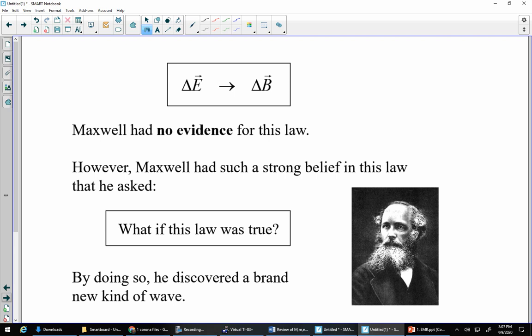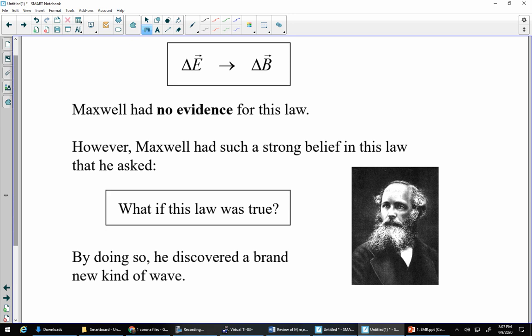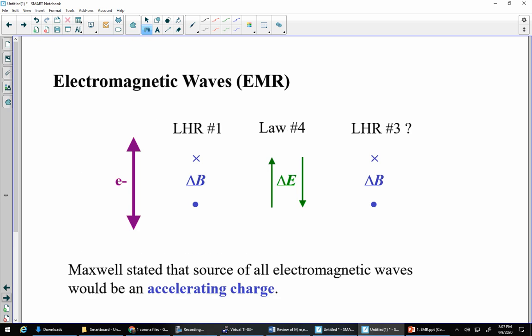No evidence, but what if it was true? And that "what if" is just such a powerful way to think about things. It's all the way back to maybe grade 1 or grade 2, when you have your little nephew asking, well, what if this happens? Why is that? What if? And if you keep asking those questions, it can lead to fantastic things.